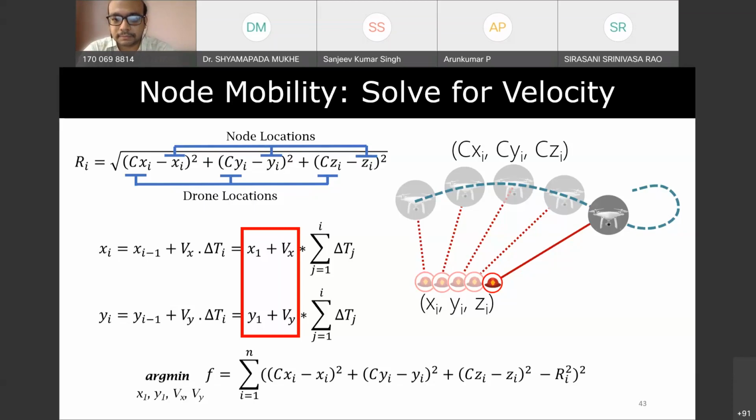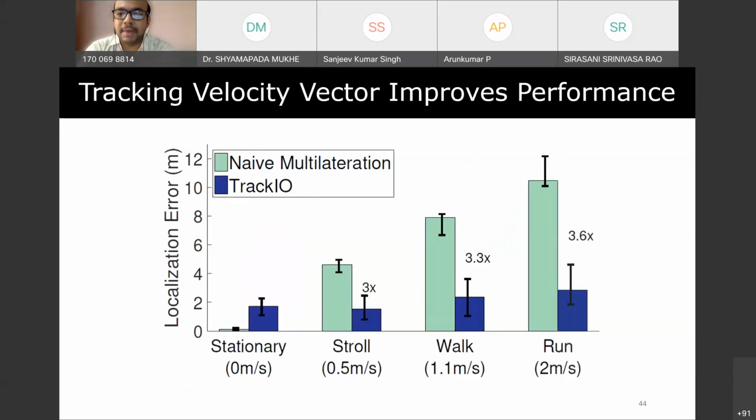Okay. So just having the naive multilateration, as you see, can introduce a lot of error. Suppose the person is running at 2 meters per second, you can get an error of 10 meters. Inside a building, a 10-meter error is almost of no use. 30 feet of error doesn't make much sense. Whereas if you solve for the velocity vector, that gives you much better localization accuracy, and you can see we can bound the error to about 2 or 3 meters at the most.